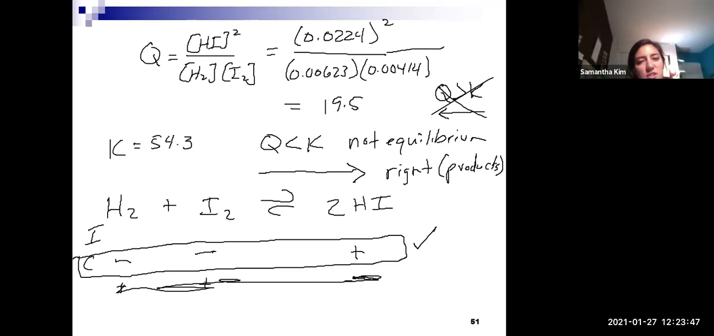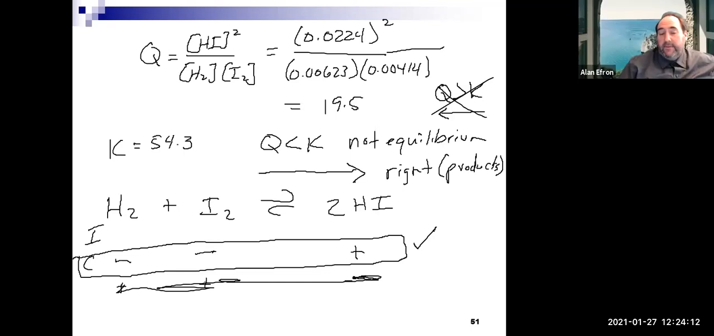Yeah, I have a question. Okay, so we're going to the right for product, and you're doing that because Q is less than K, but we're trying to make it equal. Is that why we're going to the right?